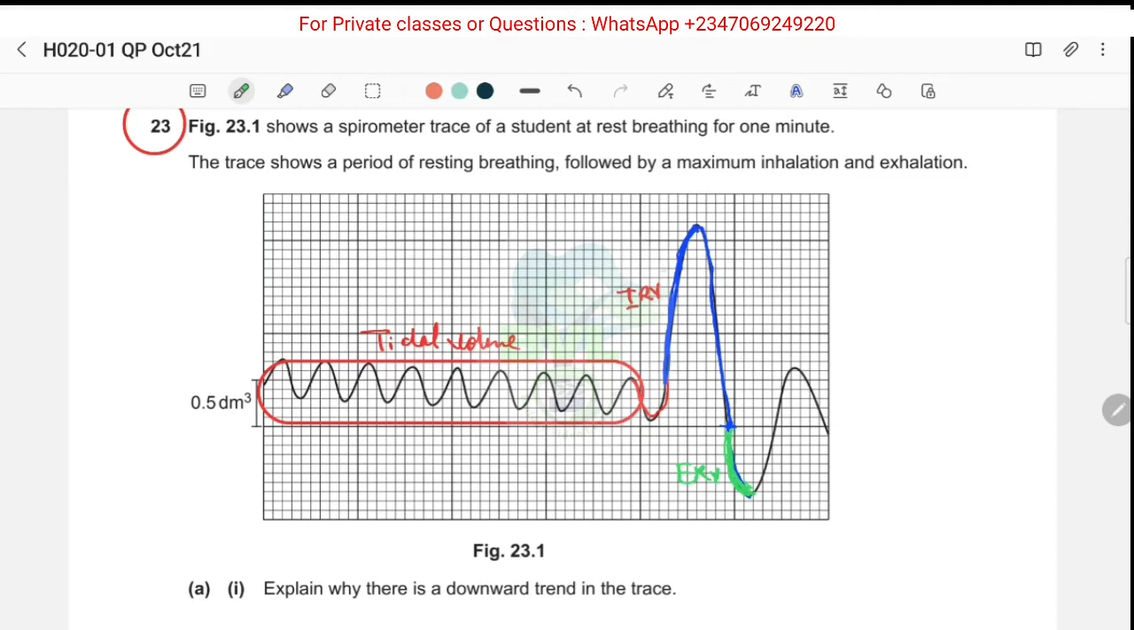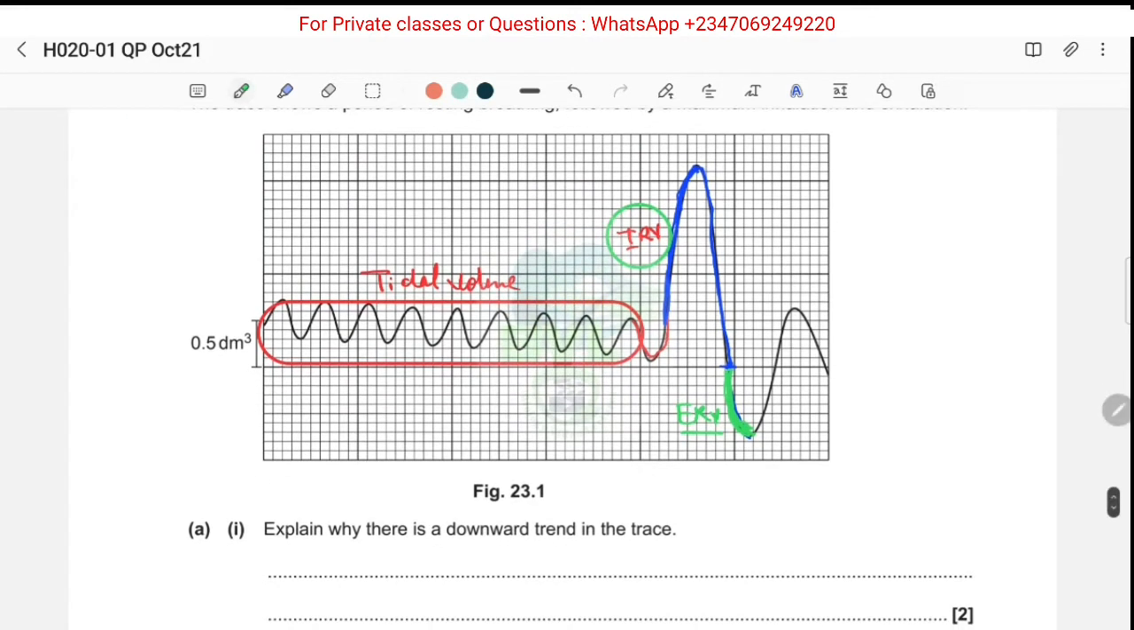So this is extra. That's called inspiratory reserve volume. That's the extra way of inhaling, I mean to say. Then this is extra exhalation, so that's called expiratory reserve volume. You would soon understand why I said a lot of those things shortly, so I'll come back to that.